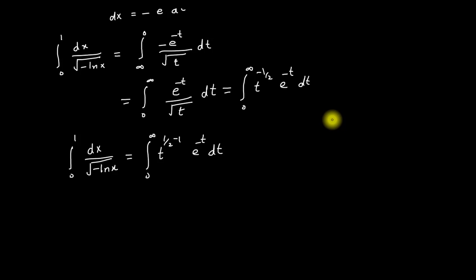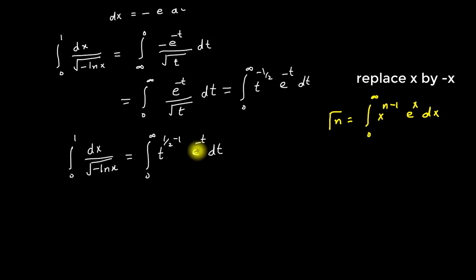Now, according to the definition of the gamma function, gamma n is equal to integration from 0 to infinity x to the power n minus 1 e to the power minus x dx. By comparing these two equations, this one and this one, the value of n is equal to half. So, this equation will become equal to gamma half.